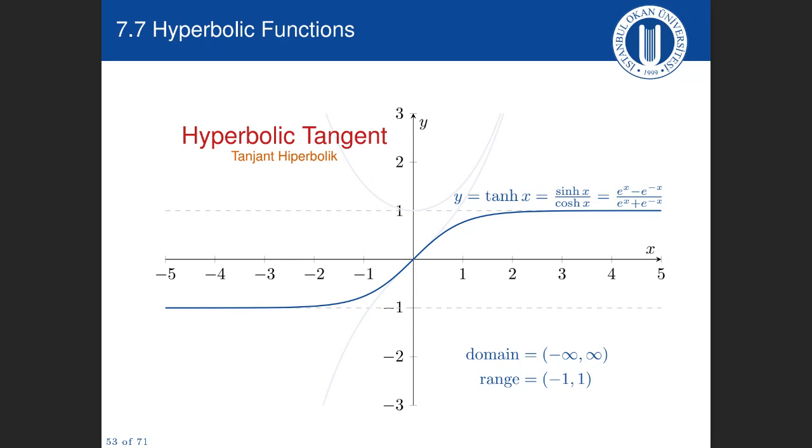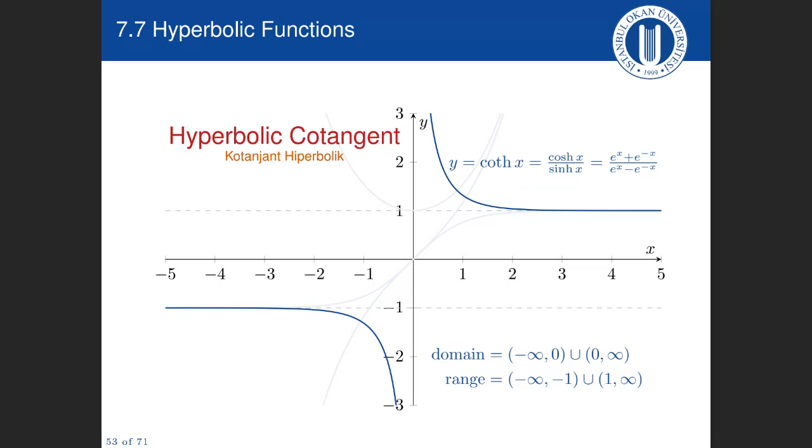Instead of doing sinh over cosh, we could do cosh over sinh to get coth x, or hyperbolic cotangent of x. This function is not defined if x is equal to 0, because we can't divide by 0. And it has the range, open interval from -infinity to -1, union, open interval from 1 to infinity.